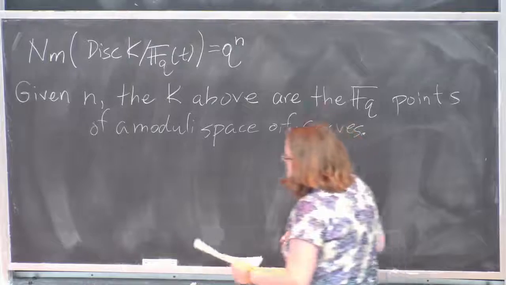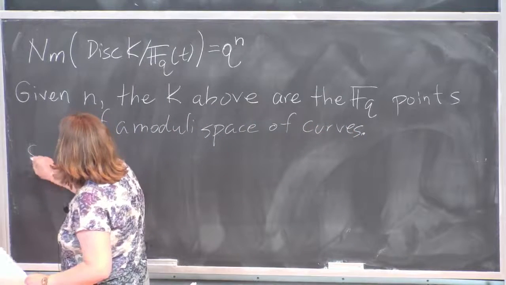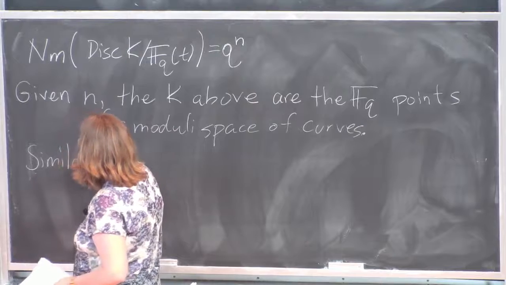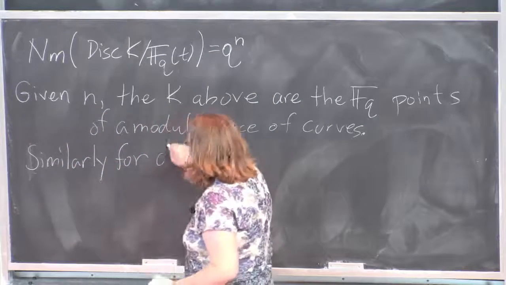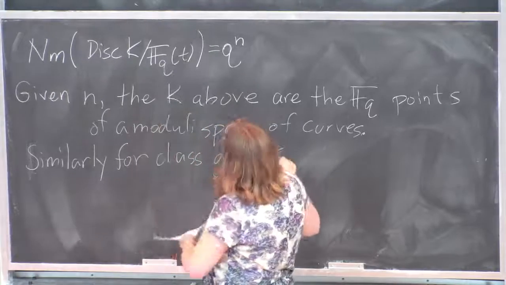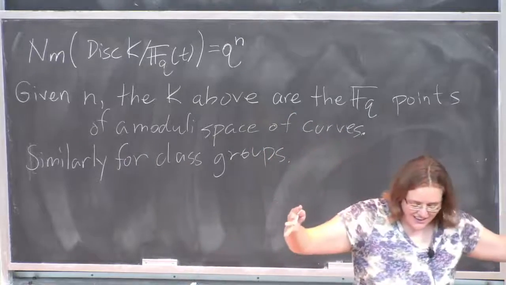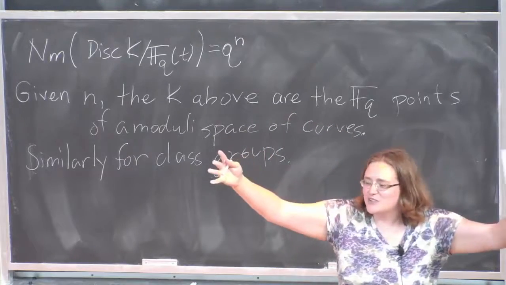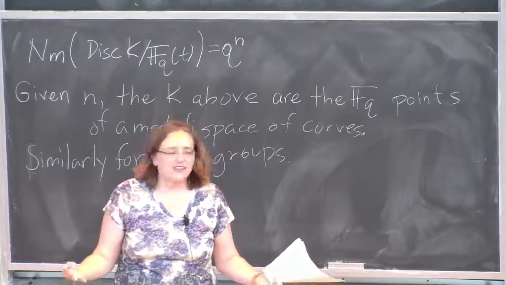And maybe I'll say a little bit more at the end about this, and I'll just say similarly for the class groups. So this question about these class group averages, they're about a big fraction. In the numerator, you've got K with a class group element, and in the denominator, you've got K.